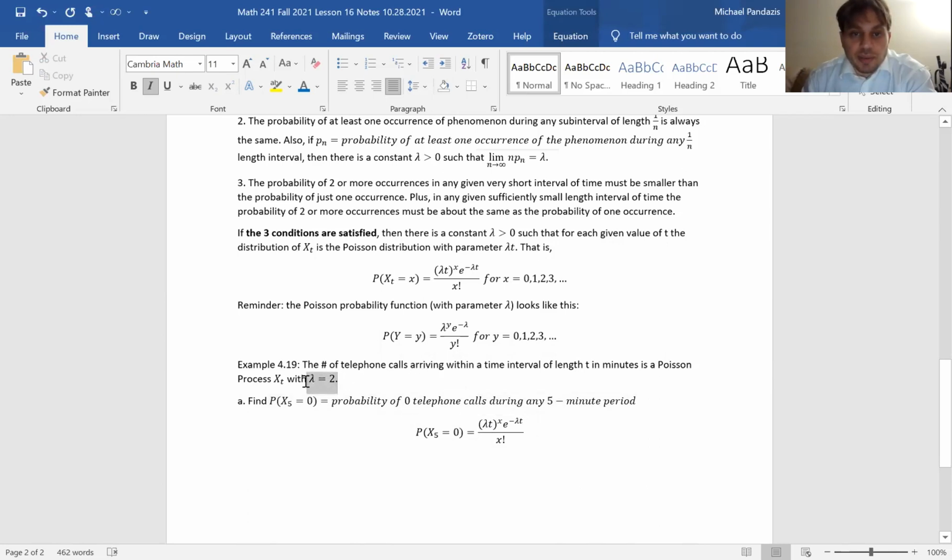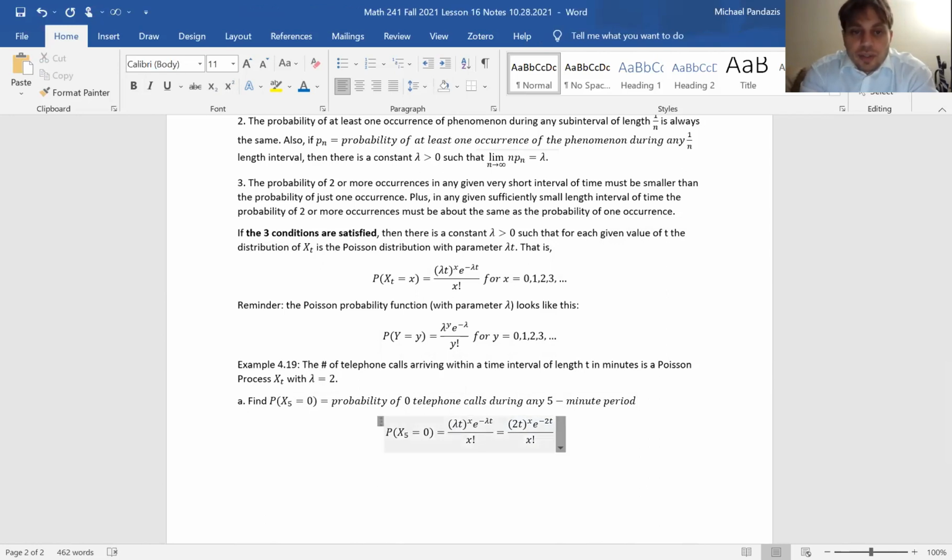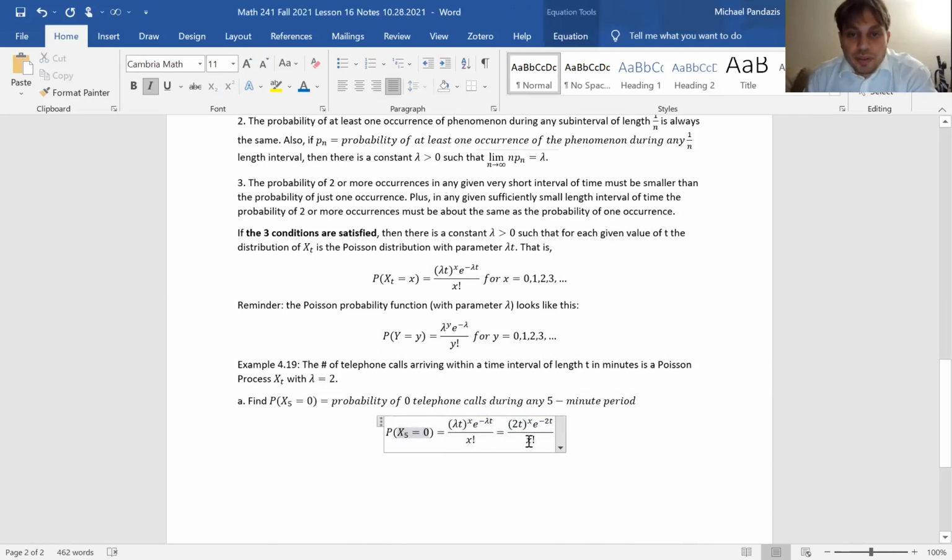Okay, so we have lambda equals 2. So we plug in lambda equals 2. And so we get 2t raised to the x power, e raised to the negative 2t divided by x factorial. Okay, and so here, the number itself is 0. So you plug in a 0 here for x.